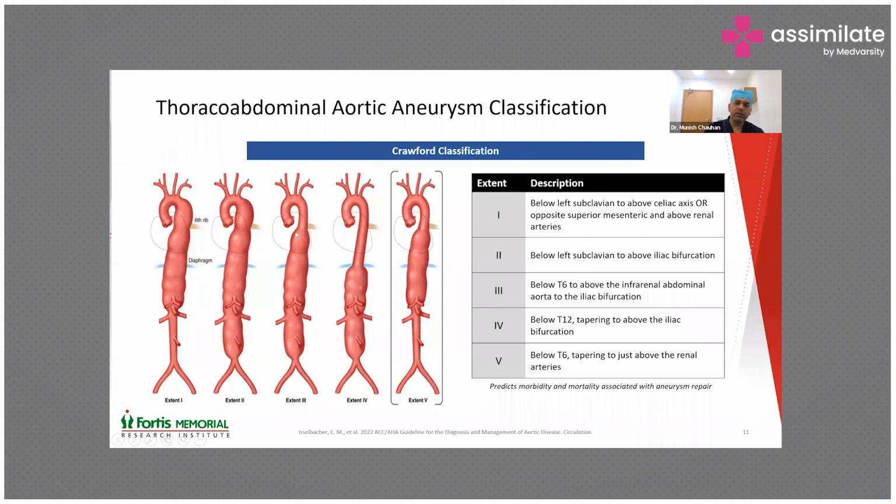If it comes below T6 up to the infrarenal region, then it's extent 3. If it is below the diaphragm, T12, above the iliac bifurcation, it's extent 4. And if it is just below T6 till the kidneys, till the renal arteries, it is extent 5.